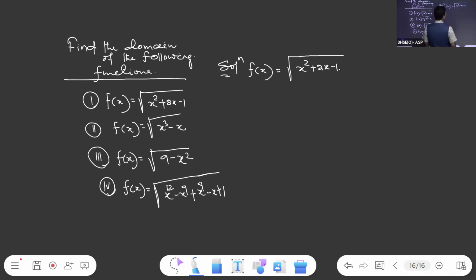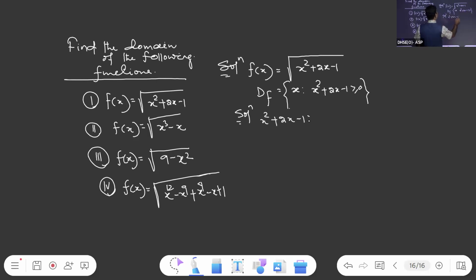Otherwise, because the even root of a negative quantity is an imaginary quantity, and since we are dealing with real valued functions, the function is defined when the under root expression is greater or equal to 0. So the domain of the function is the set of all x such that x square plus 2x minus 1 is greater or equal to 0, right? So come to the solution. x square plus 2x minus 1 greater or equal to 0.